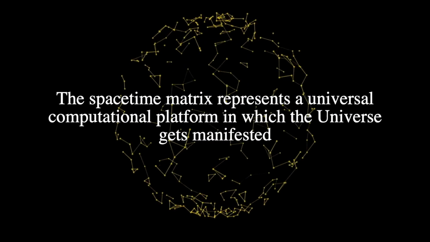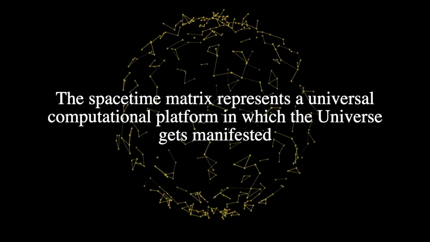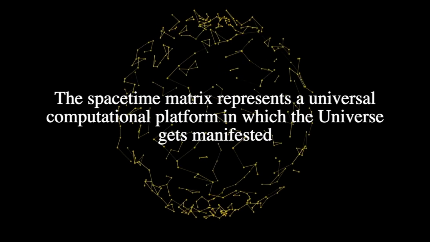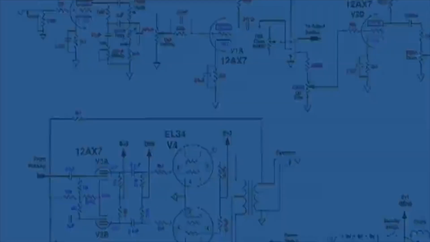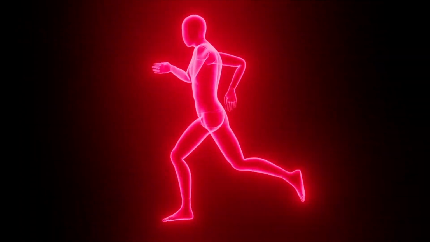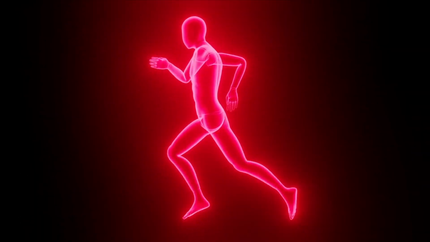space-time matrix represents a universal computational platform in which the universe gets manifested. In other words, the fabric of reality, space and time, is a sort of computer in which we emerge through as beings of simulated light.